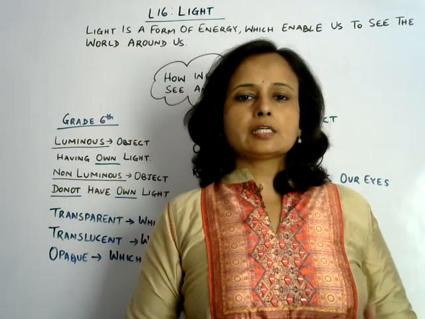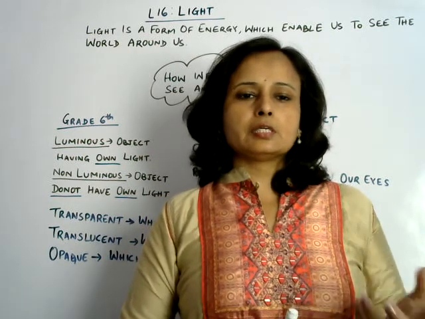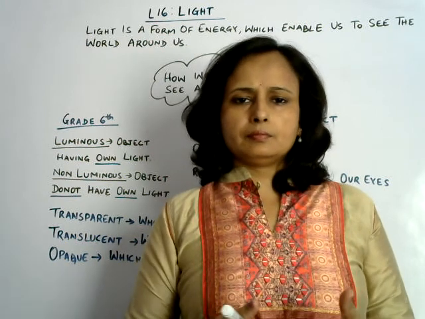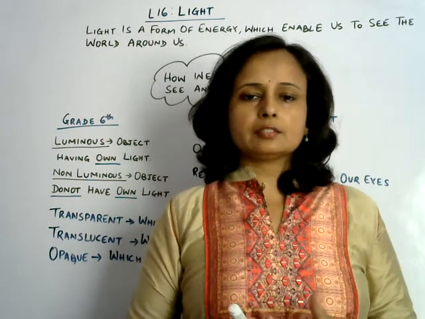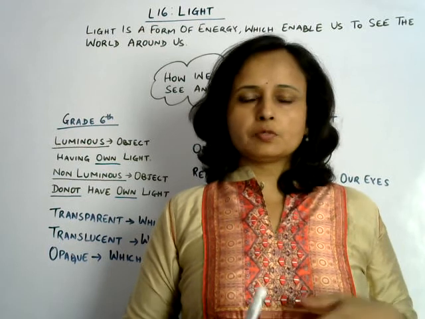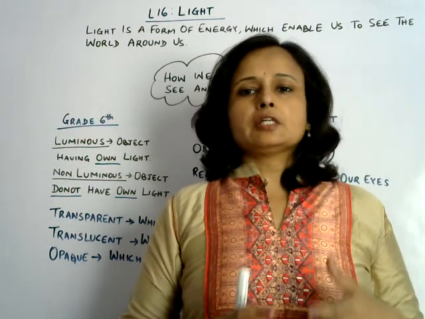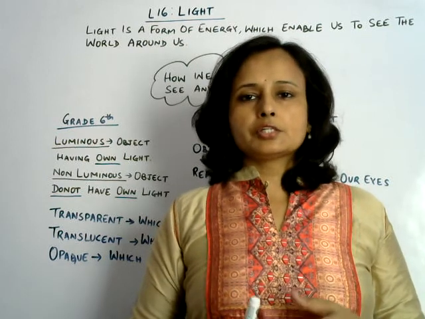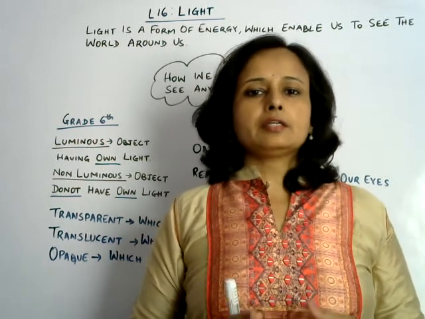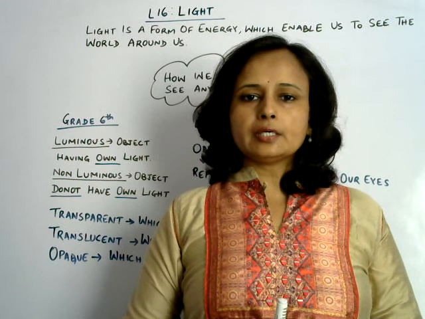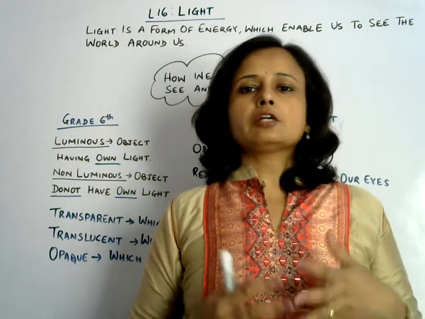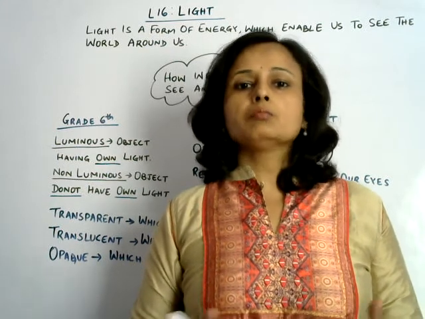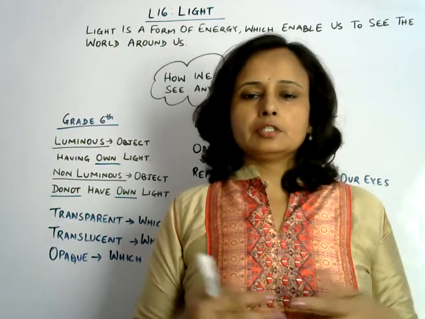Before starting this chapter, just have a quick recap of the same chapter of grade 6. We have learned a few terms in that chapter: luminous, non-luminous. What are luminous? The objects which have their own light are luminous. For example, sun, stars, bulb, candle, all these objects have their own light. Non-luminous, the objects which do not have their own light. For example, wood, plastic, moon, these objects do not have their own light.